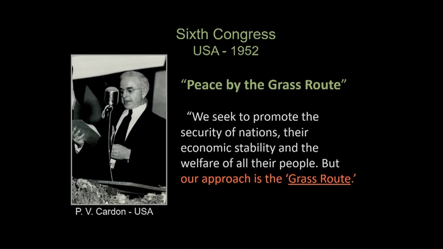The sixth country was the first to come to the United States. Philip Carden was with the USDA in Beltsville, Maryland. He led a delegation to the Congress that was led by Stapleton, and that was the first time that had happened. So he invited the Congress to come to the U.S. They came to Pennsylvania, and in his talk, if you read his talk, he entitled part of it, Peace in the Grasslands. They had just come through the Second World War. Peace and war were very much in the thinking of the day. And he said, we seek to promote the security of nations, their economic stability, and the welfare of all their people. But our approach is the grass route, not with weapons of war, but peace through the grasslands.